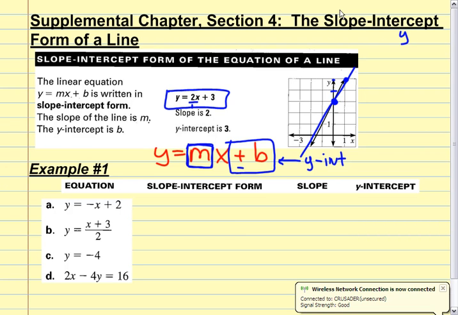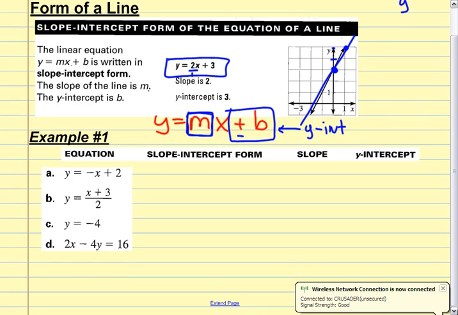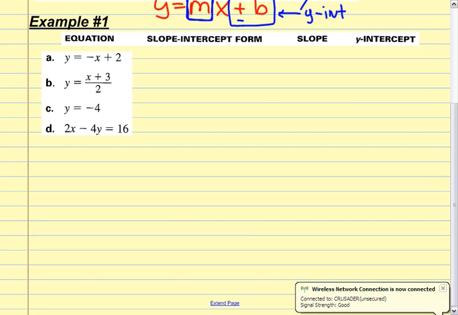But first, the first thing that I want us to do is I want us to look at this first example. They want us to practice getting these things into slope-intercept form. Okay? So let's look at this first one. The first question is, is it in slope-intercept form? Yes.